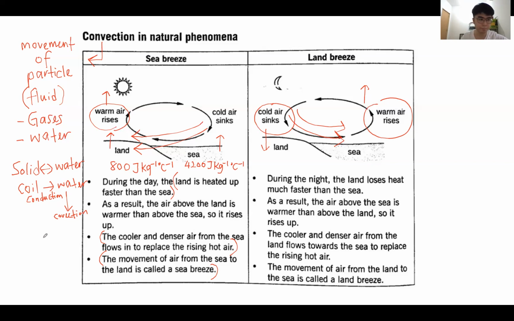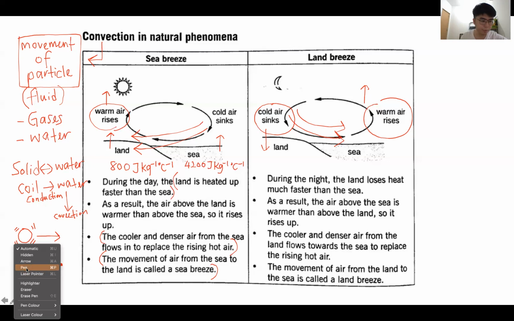Okay, next one. This one, the convection heat transfer, movement of particle, is just like the free electrons in conduction. Okay, the particles carry the energy and then they move, just like how the electron moves from one place to another place. So the particle can also move, carrying the heat energy with it. Okay, next.